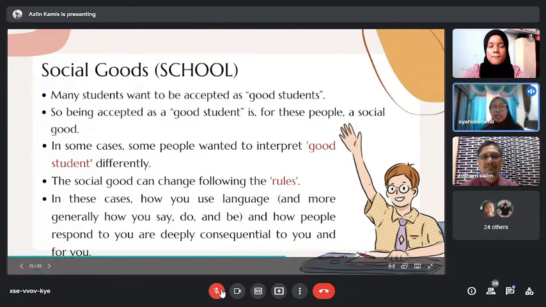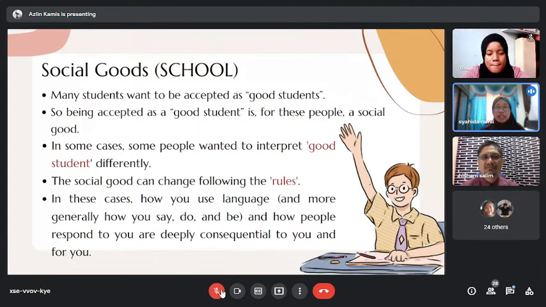Some people think that this student never questions their teachers. They just take everything that the teachers gave. So they are a good student because they never disobey the teachers. But then some people say that a good student is a student who is innovative, challenging the teachers, asking about their credibility and so on. So that's why the interpretation is varied.